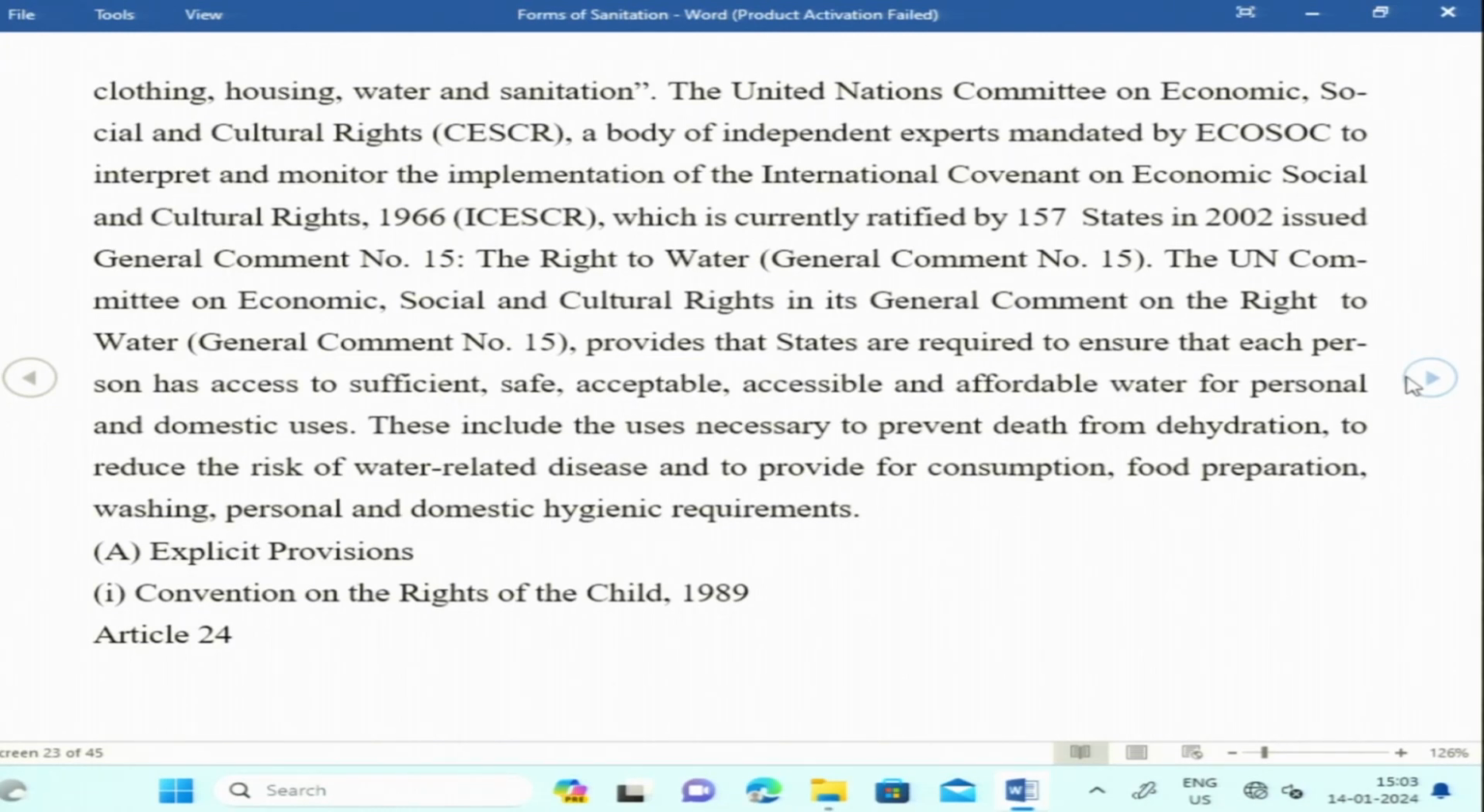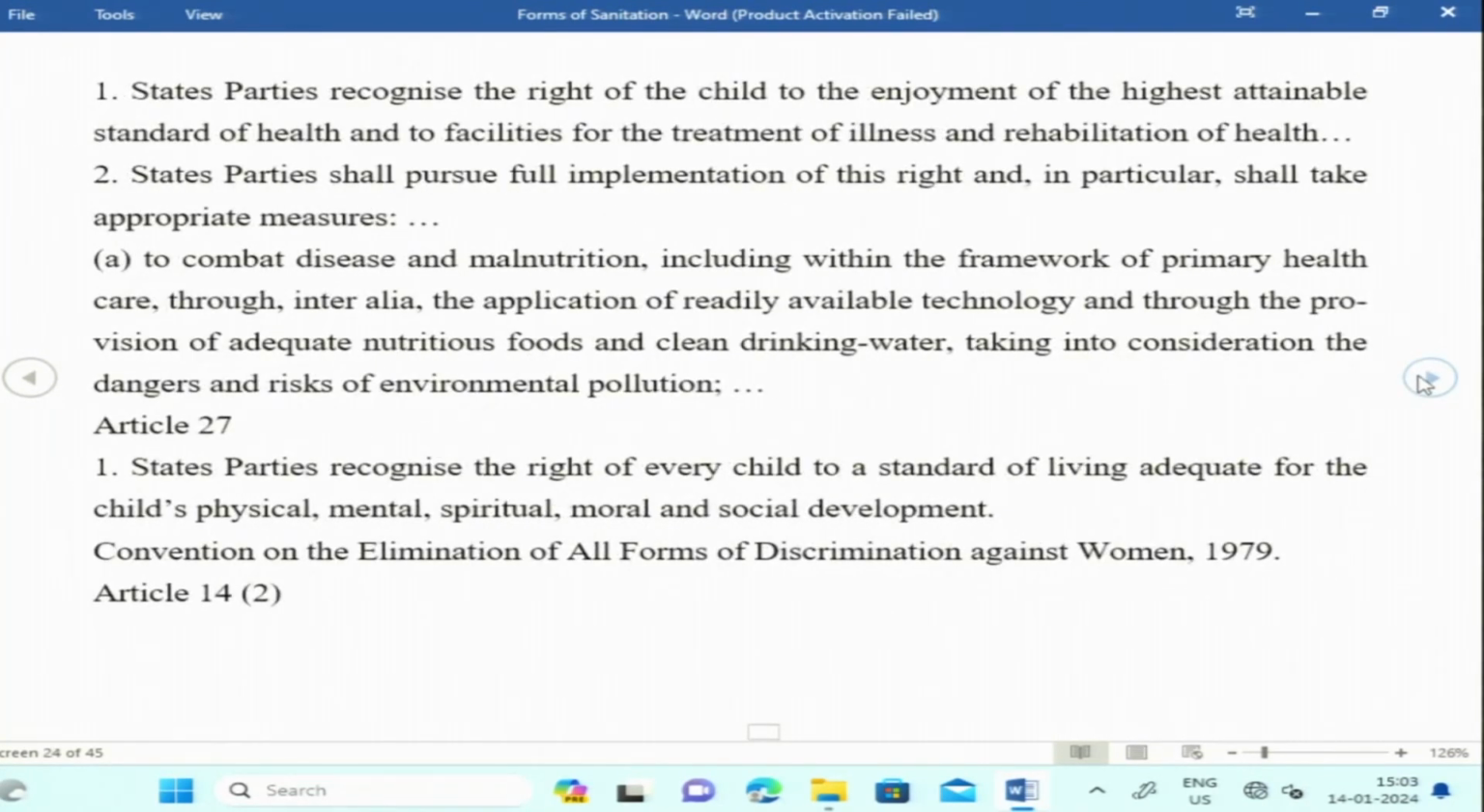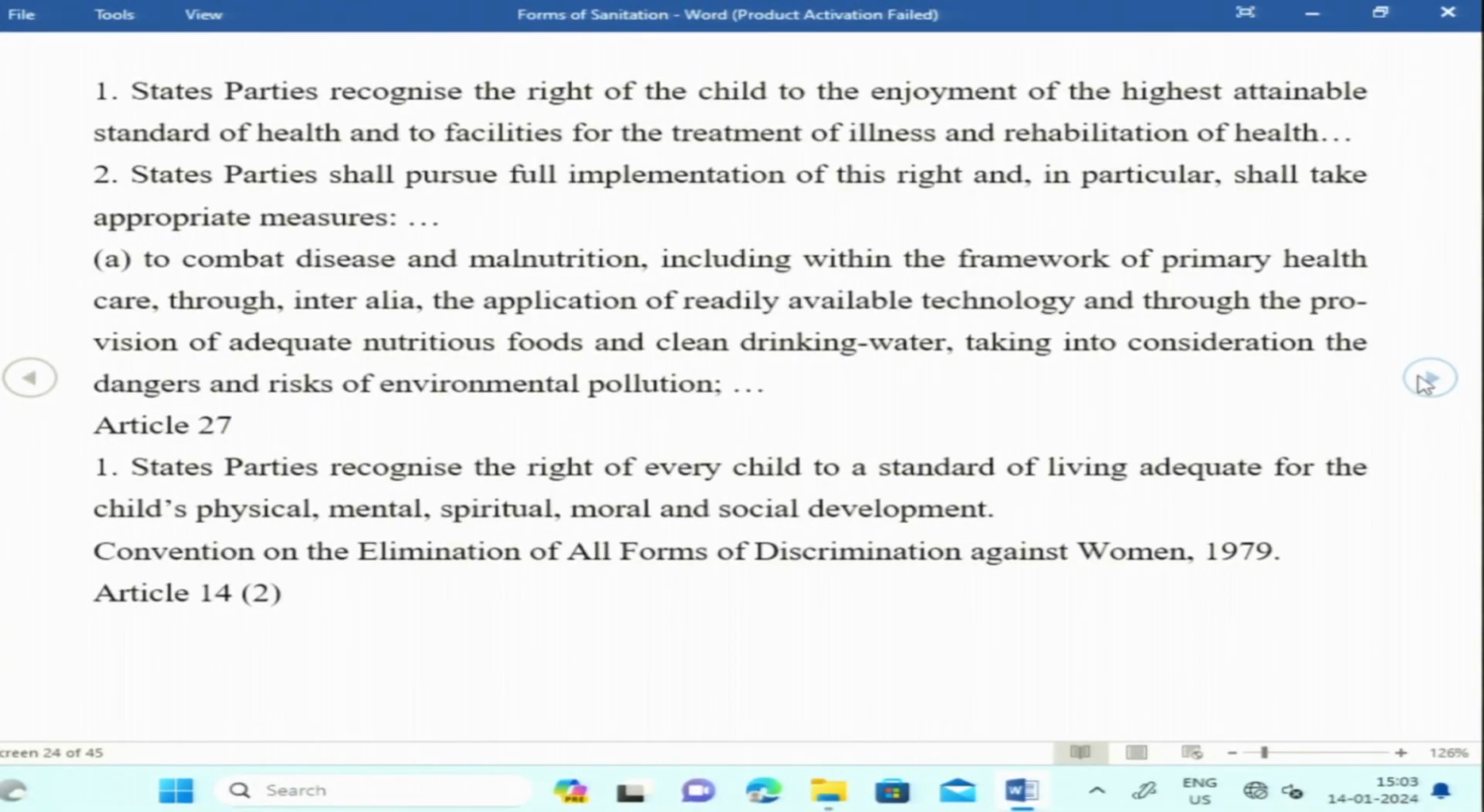the Convention on the Rights of the Child 1989, which comes under Article 24, and the basic idea is that it speaks about how the state parties recognize the right of the child to the enjoyment of the highest attainable standard of health. And apart from that, we have to see how it is going to have its implementation as a right in terms of the legal arrangements. We also have to speak about the various provisions for combating disease and malnutrition, which has to be part and parcel of primary health care, and these are things which have to be taken into consideration.